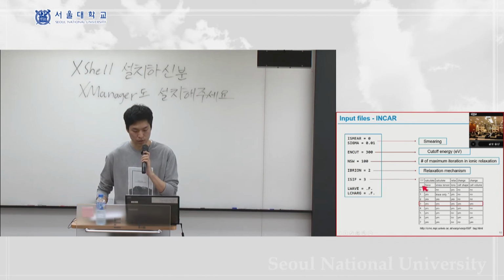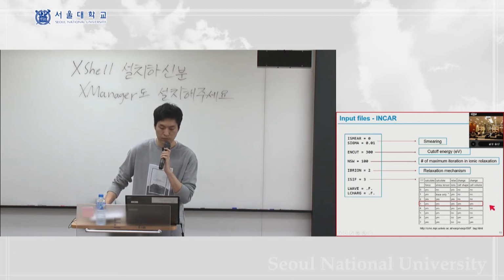So here is the table. For example, if ISIF equals 3, then we are calculating force and stress tensors, and also relaxing ionic positions, changing cell shapes, and changing cell volumes. So this corresponds to a full relax.